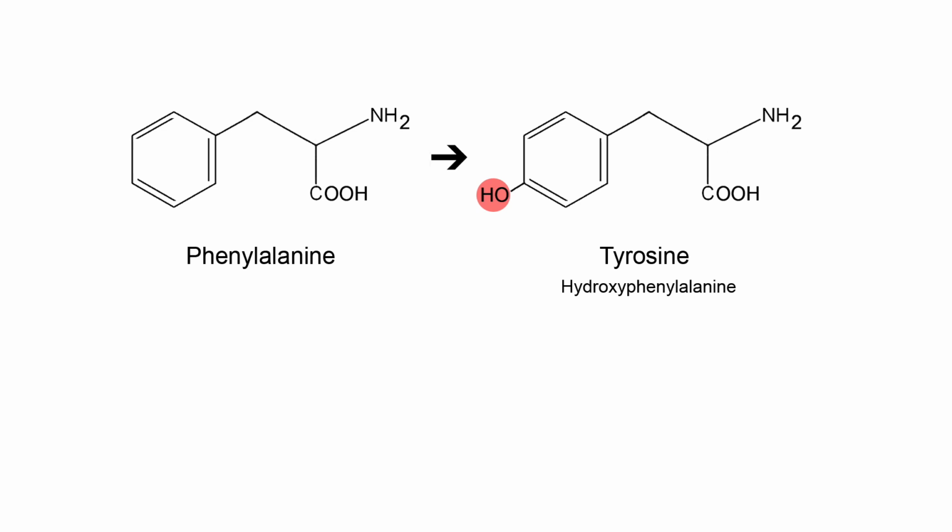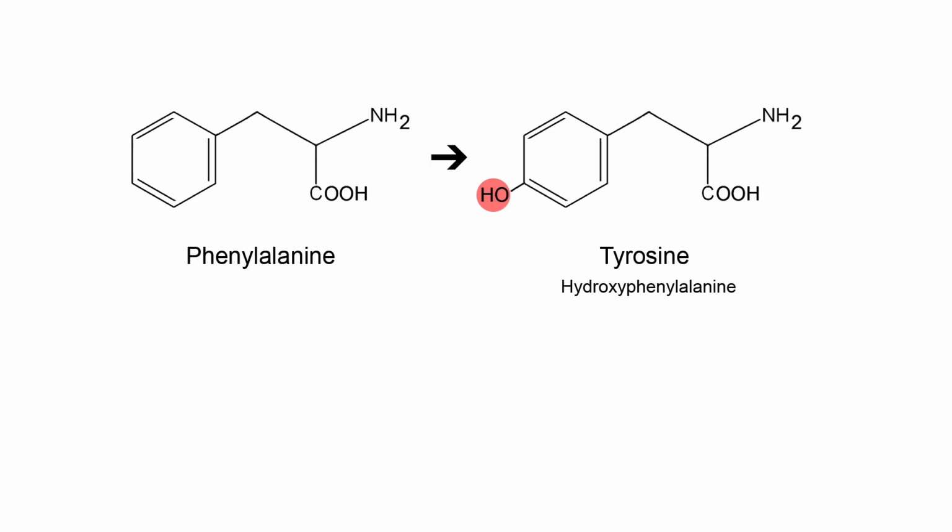Tyrosine is also one of the 20 amino acids essential for protein synthesis and was first discovered in the 19th century from a protein in cheese. The name tyrosine is in fact derived from the Greek word for cheese. Still, I find it convenient to think of tyrosine as hydroxyphenylalanine.